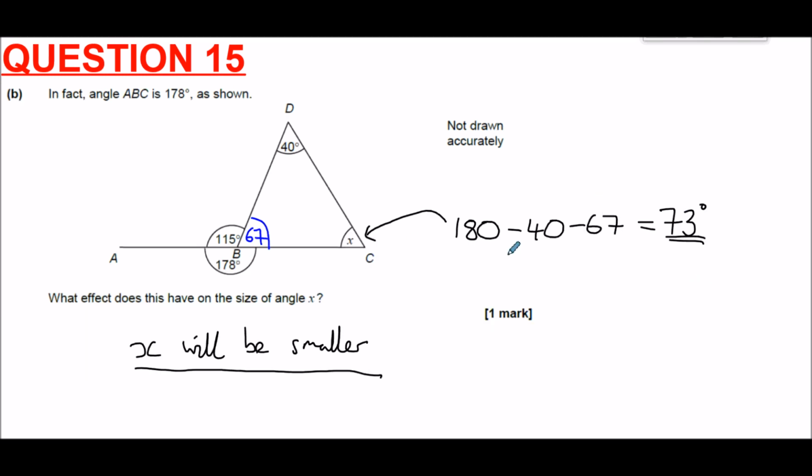So that's for explanation. But what we need to put down is just something simple like X will be smaller. To be exact, X is 2 degrees smaller. But putting something along the lines of just X will be smaller than what it was will do for the examiner. And so that's question 15 done.